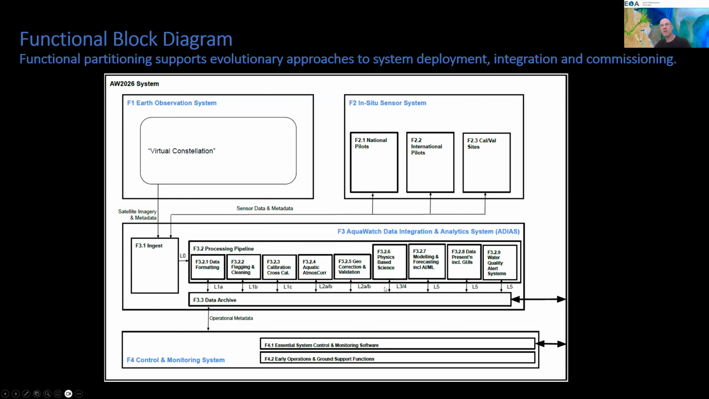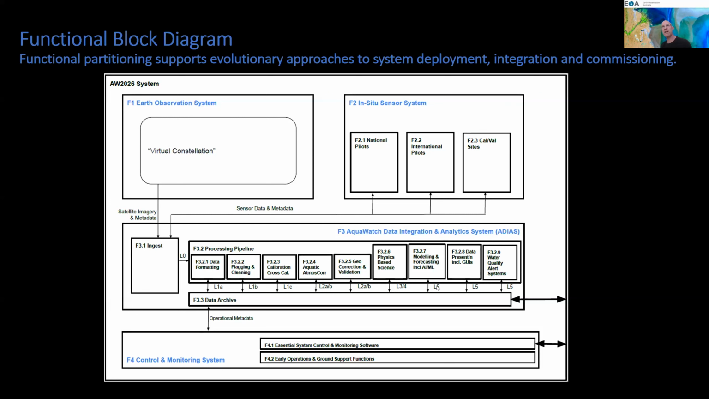Sorry, Larissa, one up very quickly, but this is a slightly technical functional block diagram that I did for AquaWatch, which belies my experience as a systems engineer. The reason I show this is because it illustrates quite a nice functional decomposition of AquaWatch. The Earth observation system and the in-situ sensor system, you can immediately see that the blocks within those can be scaled as new sensors are added, with attention to interfaces there.